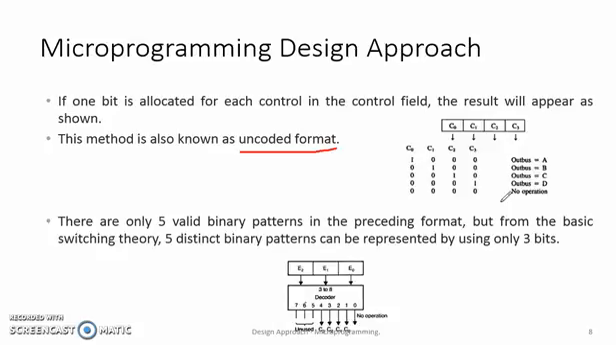We can just use 3 bits, using switching theory, for generating these 5 different binary patterns with the help of a decoder. Consider the diagram shown over here. We have 3 bits E0, E1, E2 which are the inputs to a 3 to 8 decoder, and out of the 8 decoder outputs, the 5 outputs are used as the 5 binary patterns for enabling the control signals and getting the register contents to the out bus.